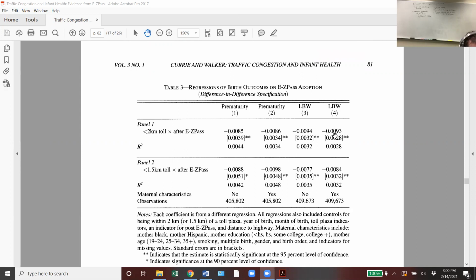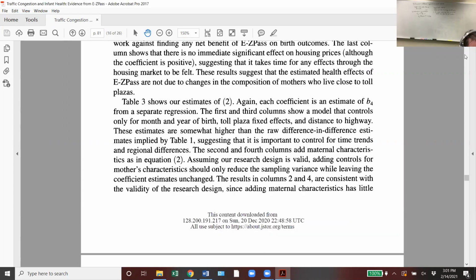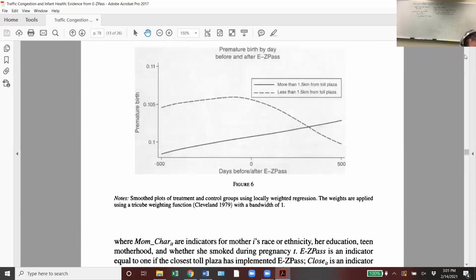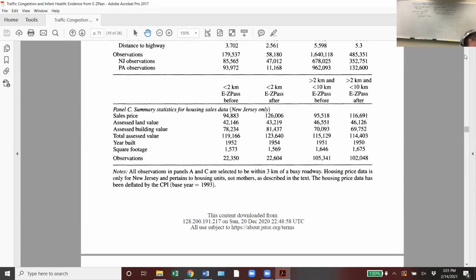So let's think about this minus 0.0093. Is that a big change? Well, it's essentially a 1 percentage point decrease in the incidence of low birth weight. So is that a big number or a small number? You really have to go back to the table that shows descriptive characteristics for the sample.